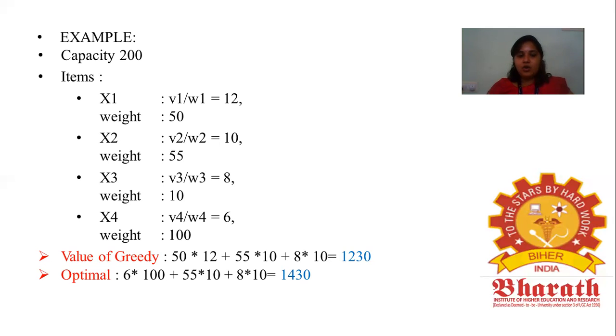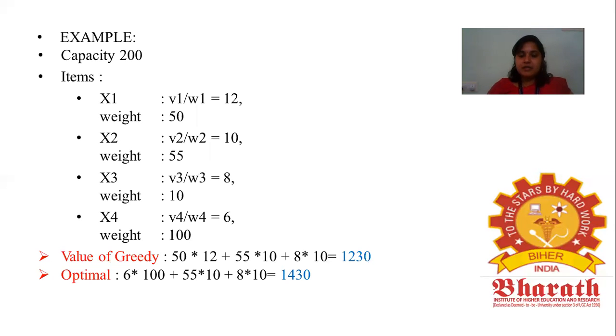So when we add all those things by means of a greedy method, we get 1230. But if I try to get an optimal value, how will I solve it? I'll always take the one with the minimum profit by weight ratio. When I compare objects 1, 2, 3 and 4, the object 4 profit by weight ratio is 6. So I'm taking 6 into 100. So the weight is 100.